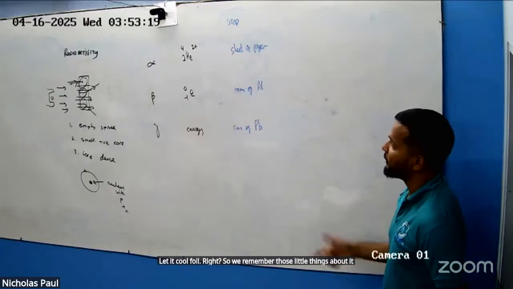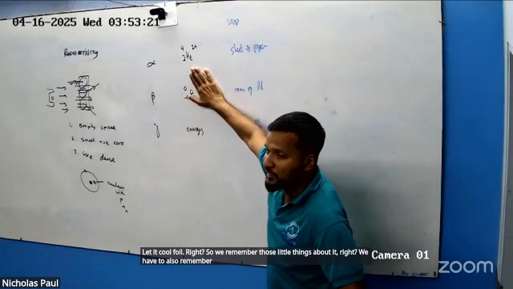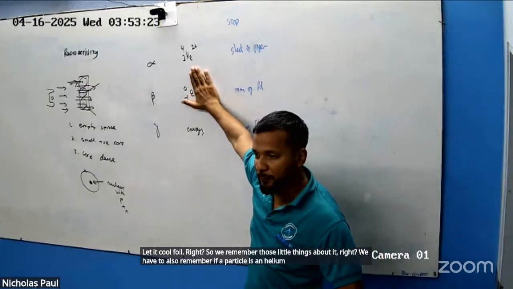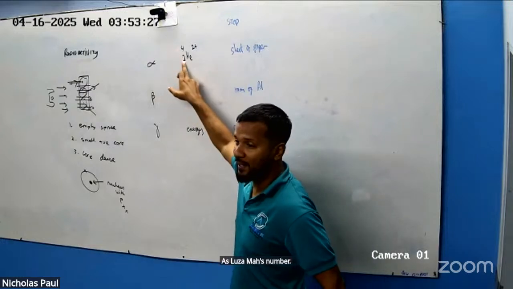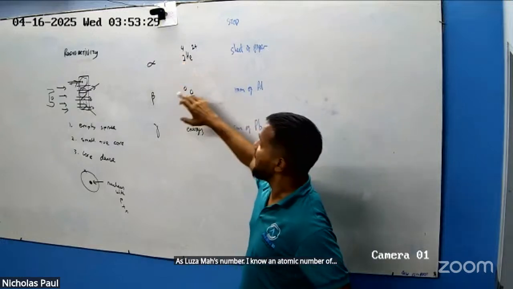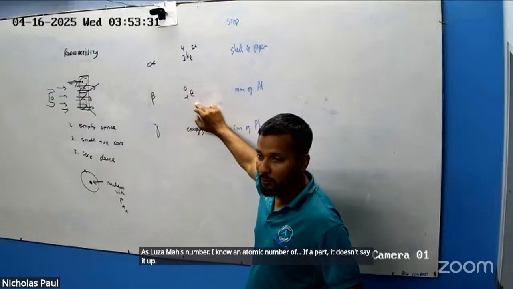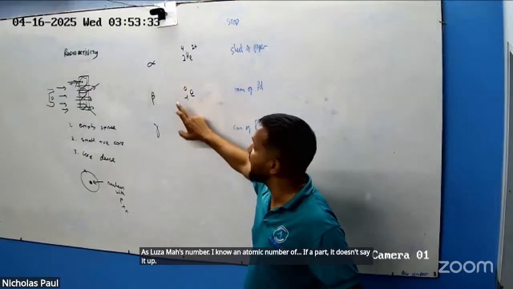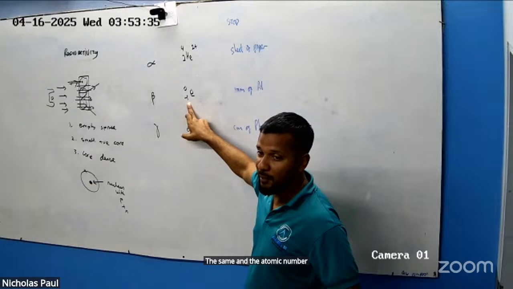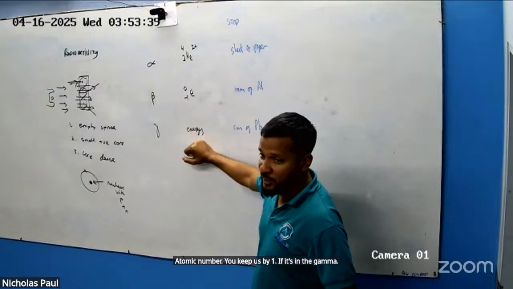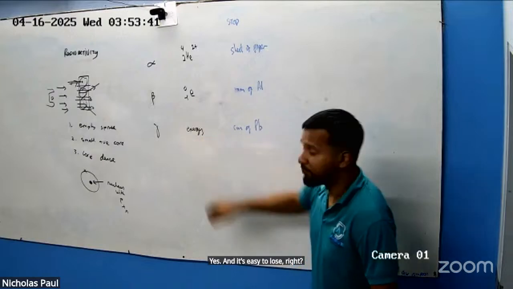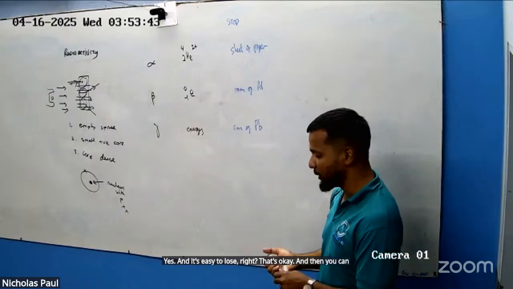We have to also remember if a particle loses a helium atom, what happens to it? It loses a mass number of 4 and an atomic number of 2. If a particle loses a beta, the mass number stays the same and the atomic number increases by 1. If it loses a gamma, just energy it will lose. That's okay. And then you can balance the equations.